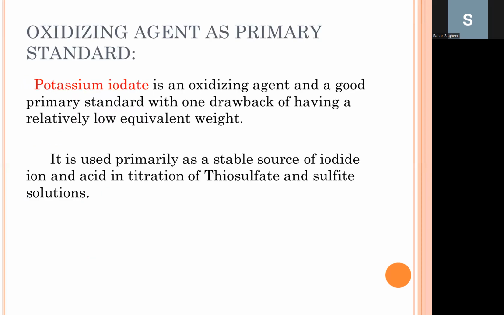So moving on to potassium iodide. Oxidizing agent as primary standard. Potassium iodide is an oxidizing agent and a good primary standard, with one drawback of having a relatively low equivalent weight. So what is an oxidizing agent?